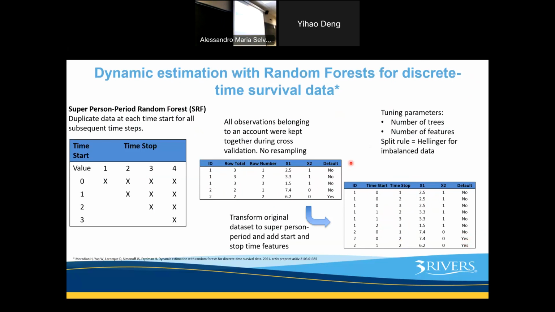And so that's transforming the data, and then we also tweak the algorithm. The tuning parameters are the same, number of trees, number of features, but we changed the split rule. The previous random forest split rule is a Gini index. Here we're using a Hellinger rule, and this is something you can use with imbalanced data, and with this survival random forest, we're not going to do any resampling. So the whole data set goes in, all observations.